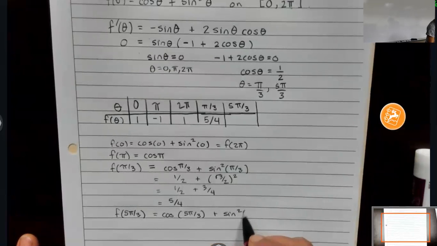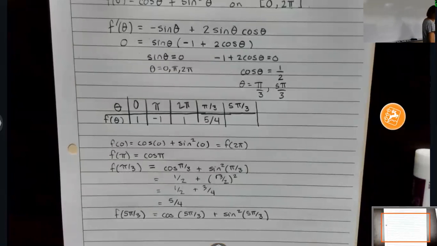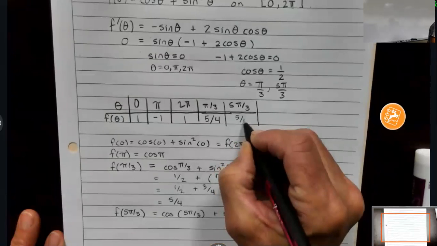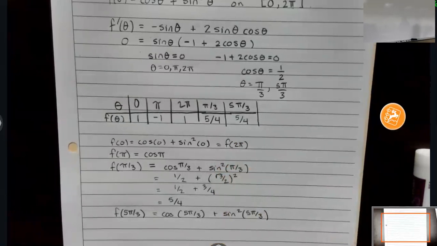Should get the same number, right? Cosine of 5 pi over 3 is still a 1/2. Sine of 5 pi over 3 is negative square root of 3 over 2, but we're going to square it. So that gives us 3/4 again. So we get the exact same value of 5/4. 5/4 is 1 1/4. So 5/4 is going to be our maximum, and negative 1 is our absolute minimum.